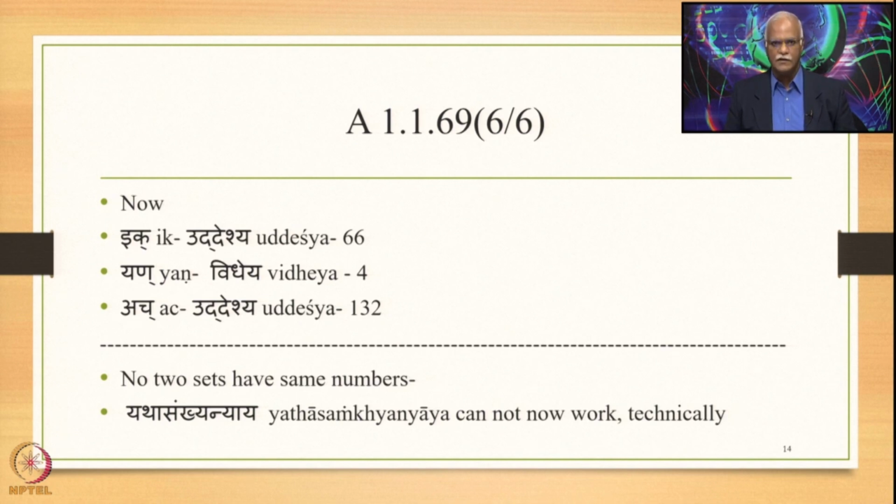However, after having expanded the meaning of the Sutra Iko Yanachi in this particular fashion, where we applied the Sutra 1169, now we observe that Yathasankhyan Nyaya cannot work, at least technically. Somehow you can say that, even though the Ik are 66 in number, the ones that are mentioned in the 14 sutras which stand for these 66 are 4, and so we can still apply Yathasankhyan Nyaya, but that is not technically possible. We have 66 numbers of Ik and 4 numbers of Yan. So there is no Yathasankhyan Nyaya that can work over here.